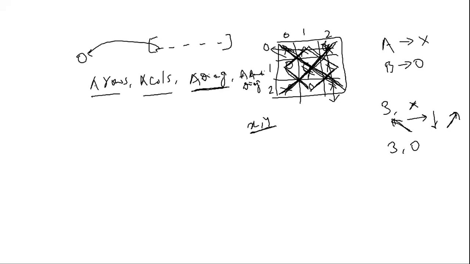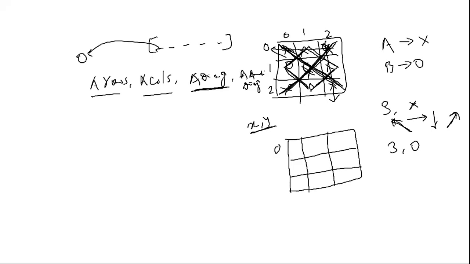We can multiply row by 3 and plus column value, and translate the 2D array to 1D array. Like for example, 0, 0, we got 0, and 0, 1, we got 1, and 0, 2, we got 2, and 1, 0, we got 3. Yeah.